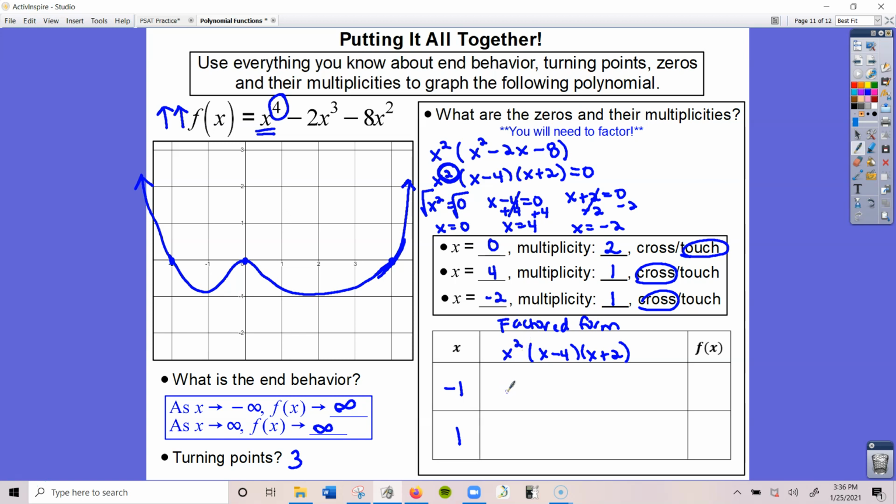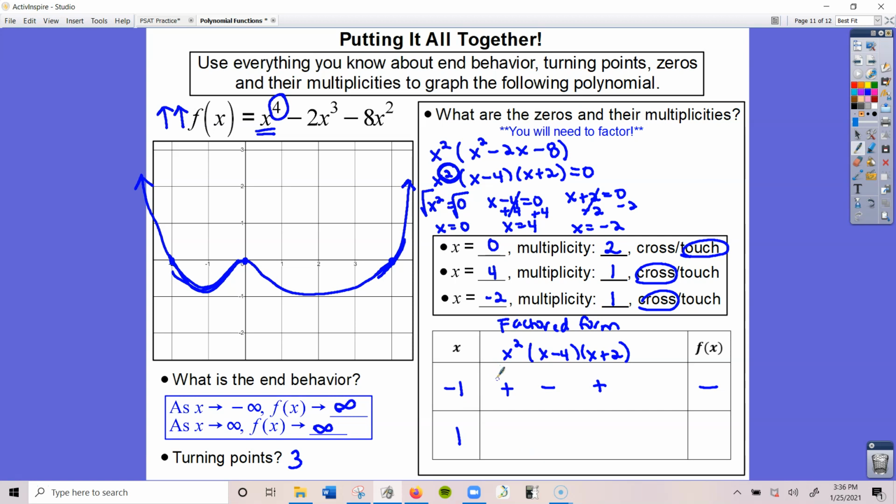-1 squared would end up being positive. -1 minus 4 is negative. And -1 plus 2 is positive. A positive times a negative times a positive is a negative. And you can see how it goes below the x-axis at that section.